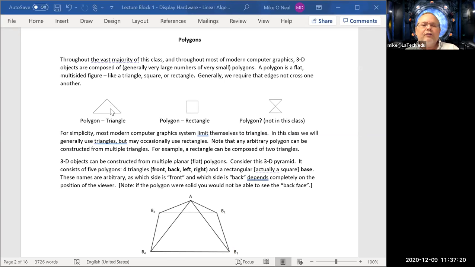So from these very simple polygons, these flat multi-sided figures, you generally have a very, very large number of very, very small polygons, and that's how you build up a 3D computer graphics model. Now, to keep things even simpler, most systems these days limit themselves to just triangles. In this class, we'll mainly use triangles, but sometimes, occasionally, we might use a rectangle.